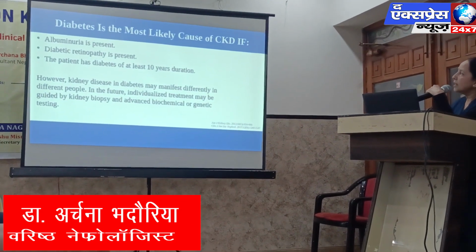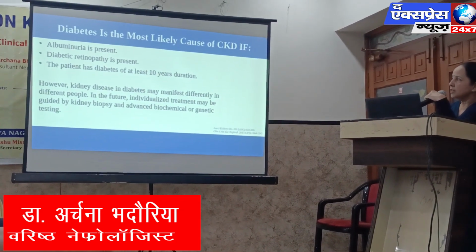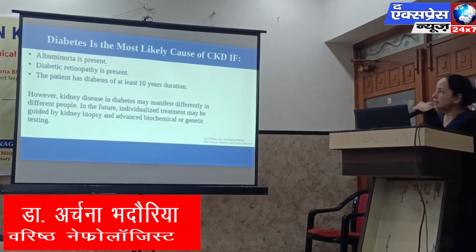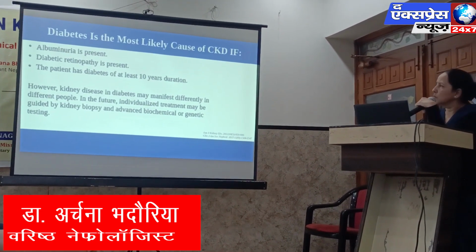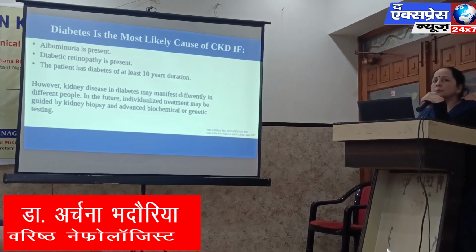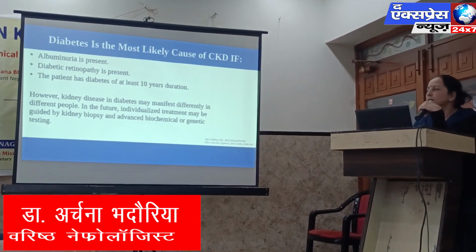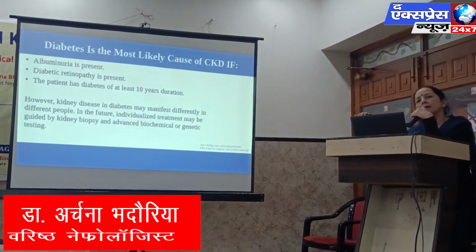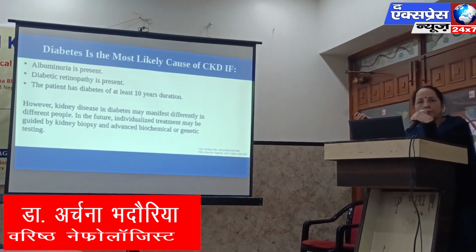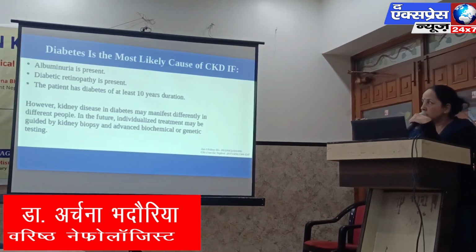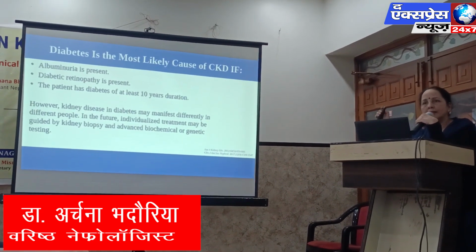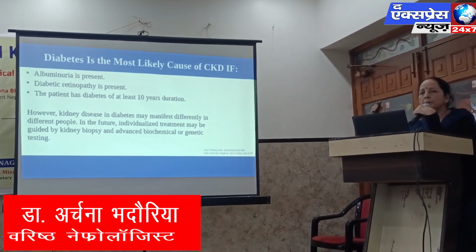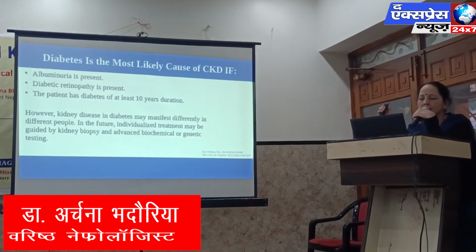Diabetes is the most likely cause of CKD if albuminuria is present, and it is associated with diabetic retinopathy, and the patient has had diabetes for a relatively longer duration, 10 years or more. But all albuminuria in a diabetic patient does not indicate diabetic nephropathy, because these patients are prone to other nephropathies also, like membranous nephropathy. If it is associated with diabetic retinopathy, then there are 90% chances that it is diabetic kidney disease. Otherwise, kidney biopsy is the gold standard when we see under the microscope.